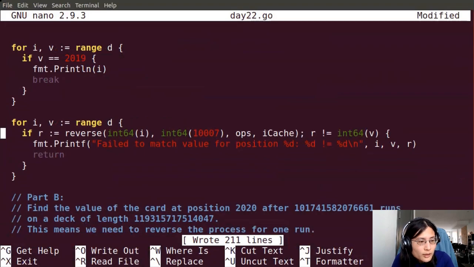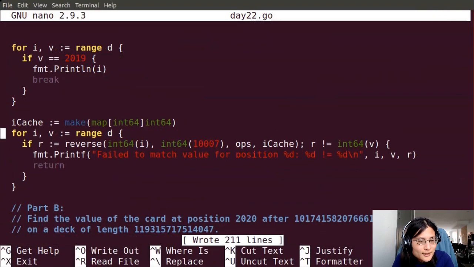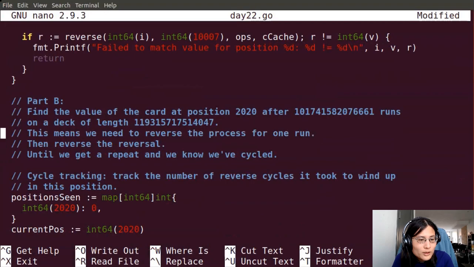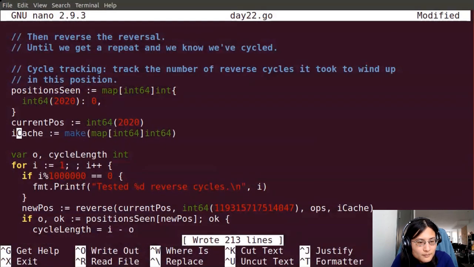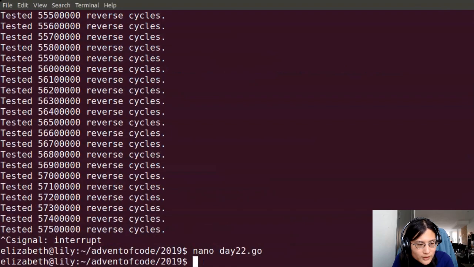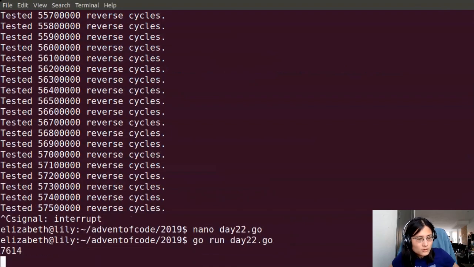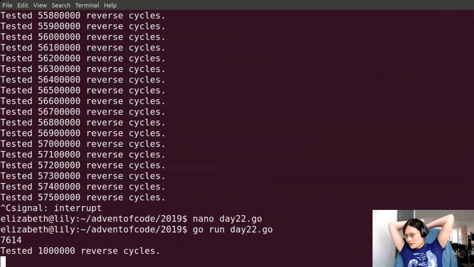Oh wait, I want to use a different cache for this because it has a different. Yes. Okay. Yeah, that explains a lot because I'm calling it with two different 10,007 numbers, which means that yeah. Okay, that's why that's bad. Okay, let's try running this now. Now this should be a lot faster.